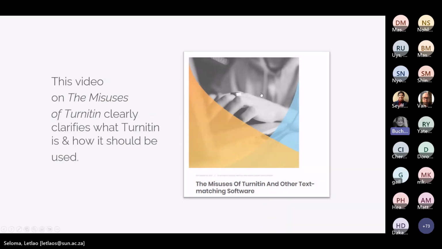This resource is by Professor Sue McKenna from Rhodes University, and I find it particularly helpful in explaining the misuses of Turnitin and also how Turnitin works, and it gives insight into how one should be writing up one's research, how one approaches academic writing. So to me it's a key. If this is the only resource that you look at after my presentation, then I think you would have gained a lot of insight, and the link will be available in the slides that we share later. All right, next slide, please.